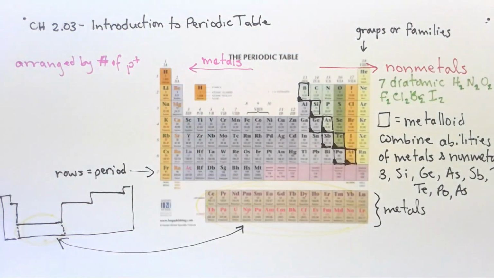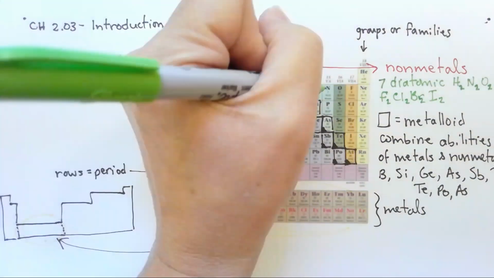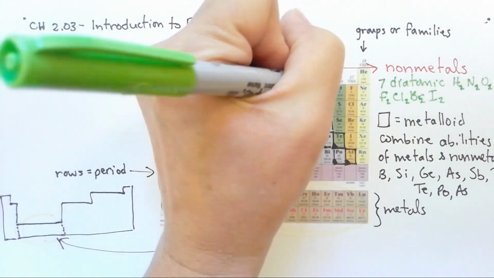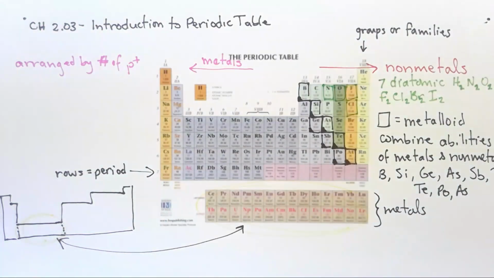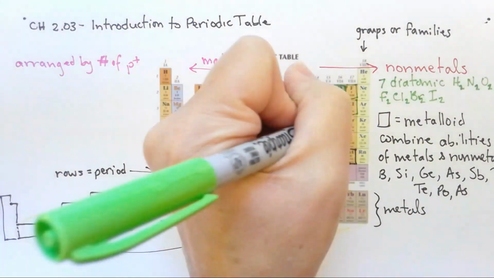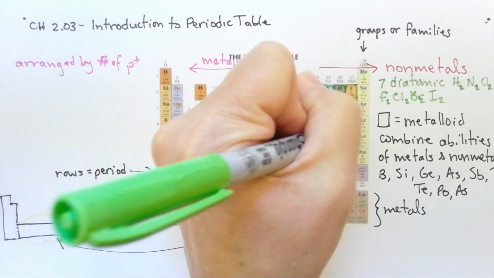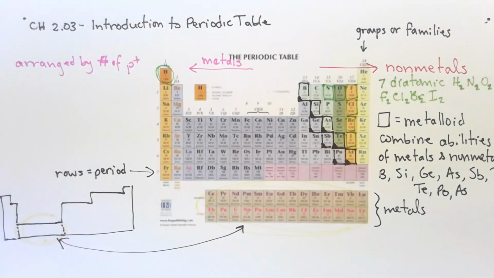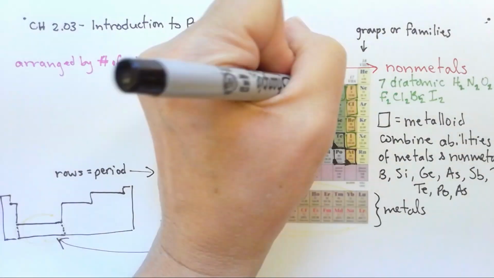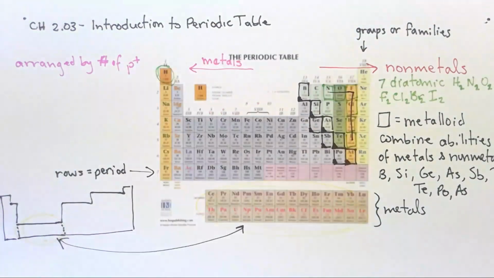Well, there's 7 of them, and check this out. Nitrogen, oxygen, fluorine, chlorine, bromine, iodine, and hydrogen is over here. Again, hydrogen not following the rules. But this makes a number 7. So if you can't remember, just remember 7 and 7, with hydrogen being the outlier.